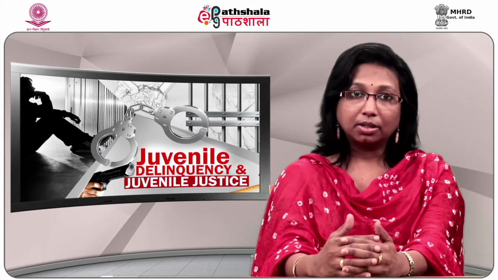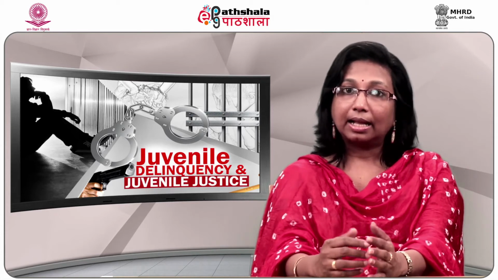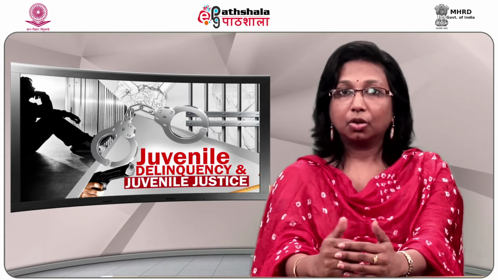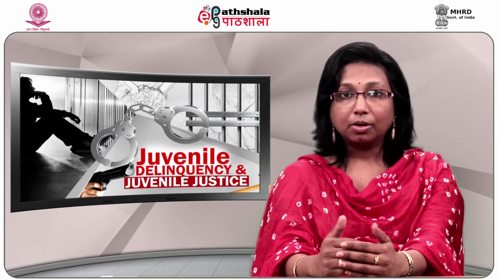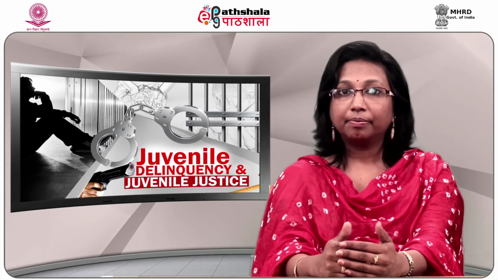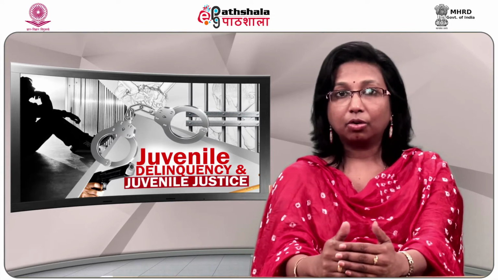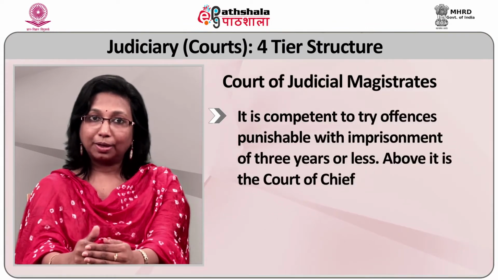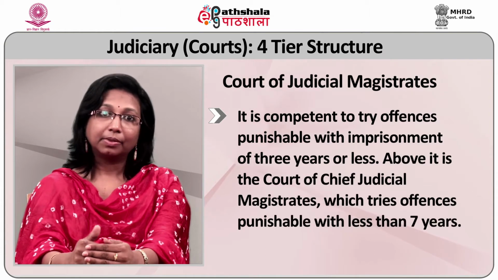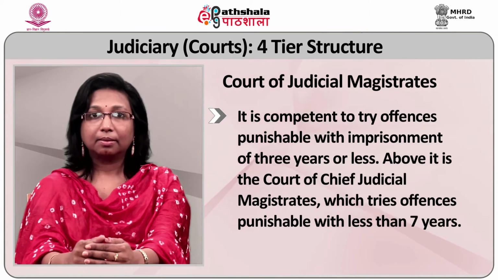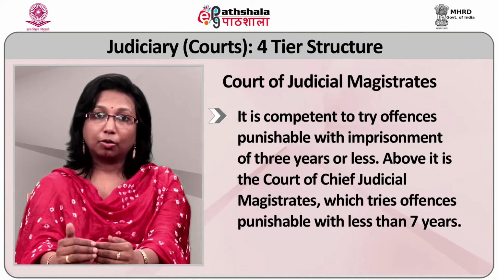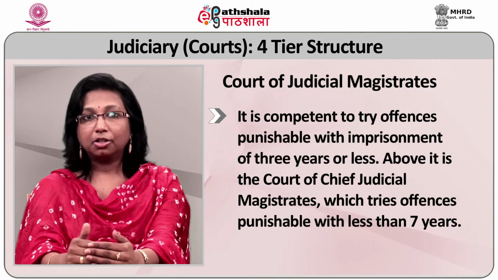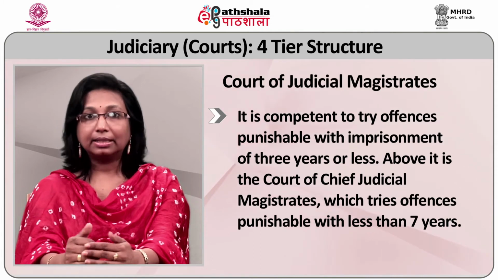The cases constituted by the state, police and the Central Investigation Agency are adjudicated by the courts. We have a 4-tier structure of courts in India. At the bottom level is the Court of Judicial Magistrates. It is competent to try offences punishable with imprisonment of 3 years or less. Above it is the Court of Chief Judicial Magistrates, which tries offences punishable with less than 7 years.